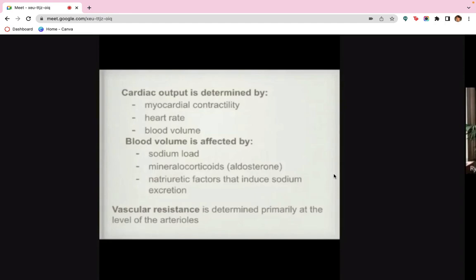Okay? So dito natin yung tinatawag nating renin-angiotensin-aldosterone mechanism of your hypertension. Okay? So your kidney will play a vital role in the maintenance of your blood pressure.